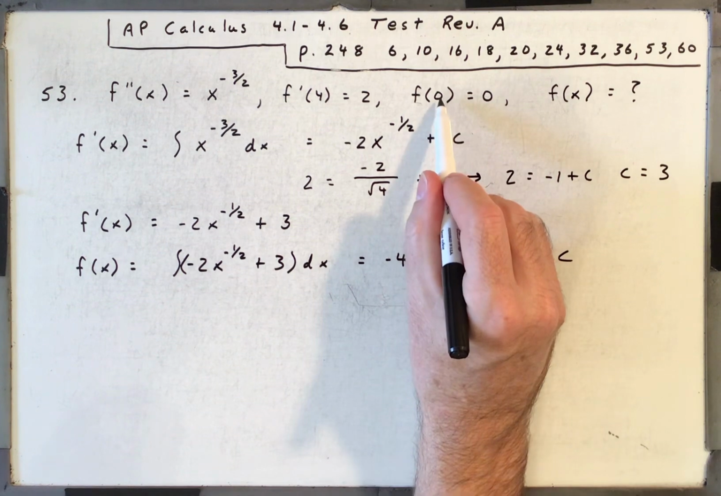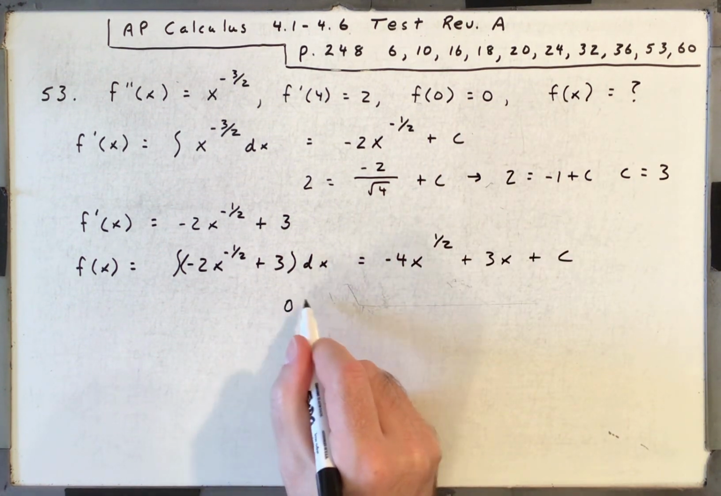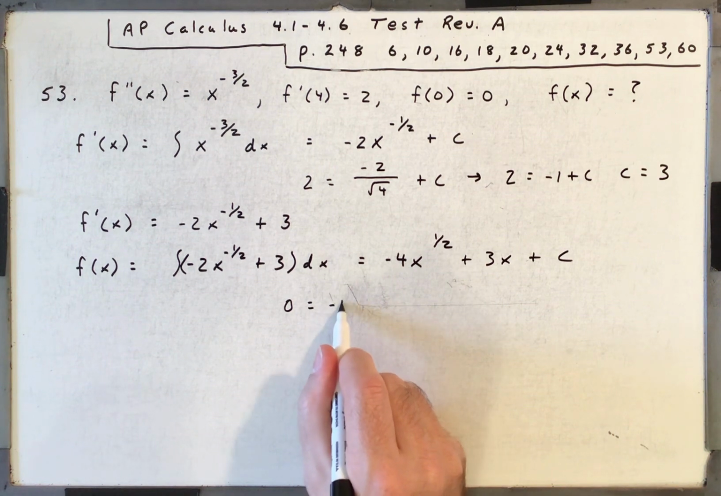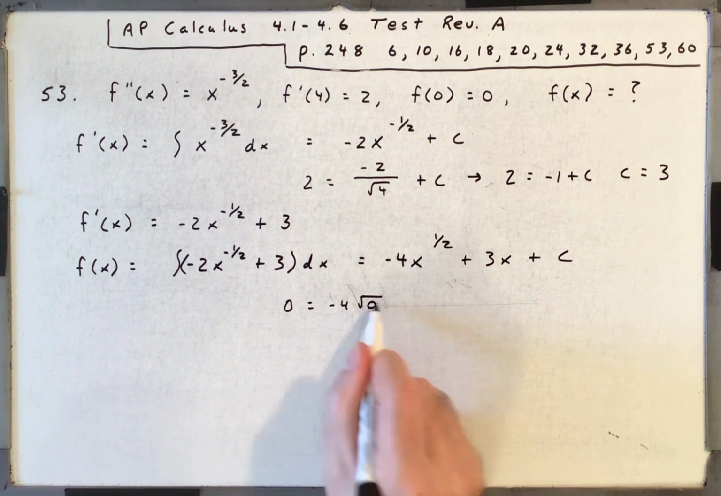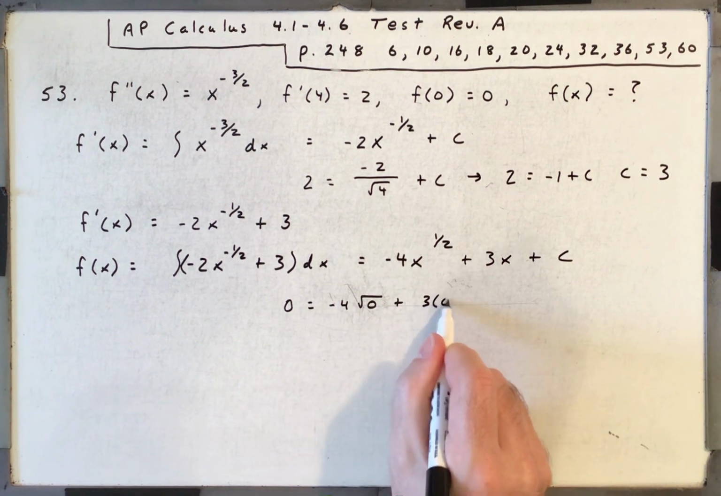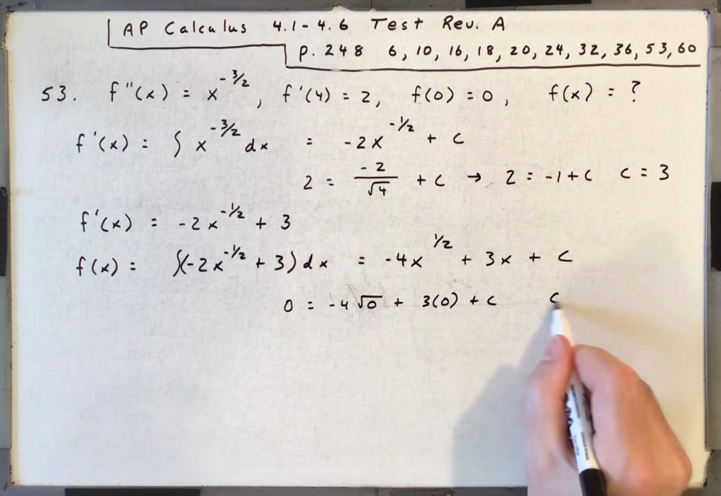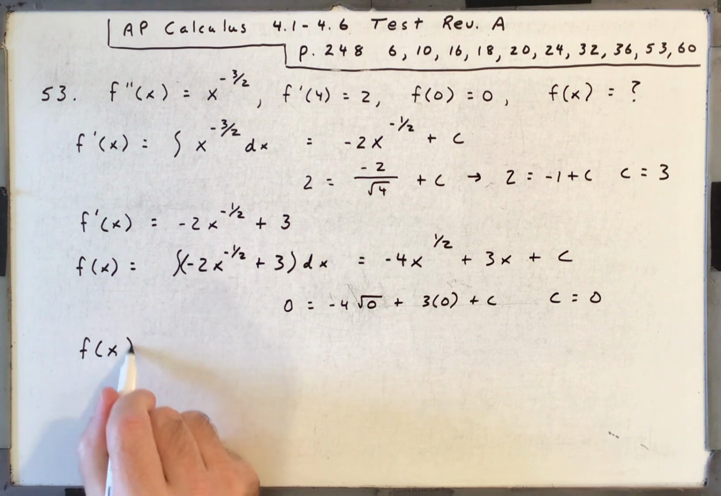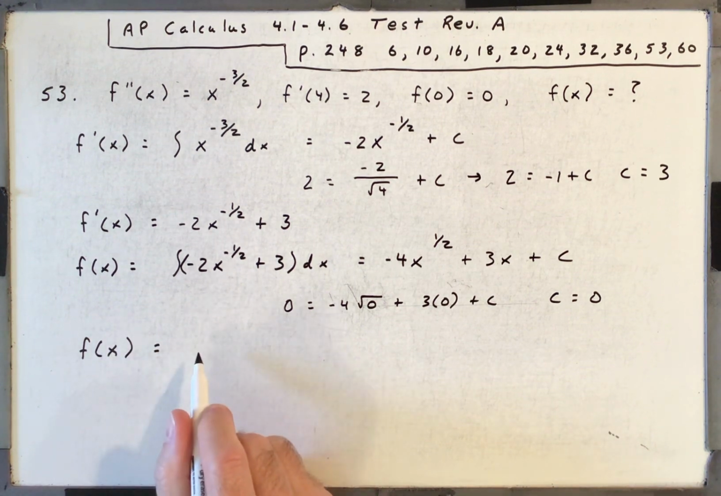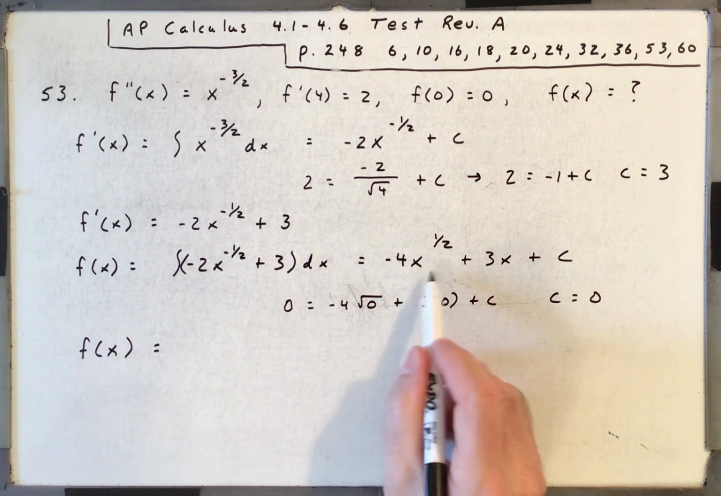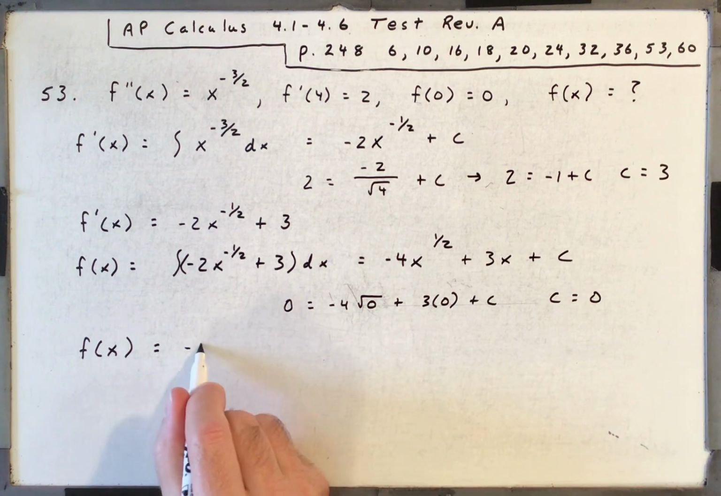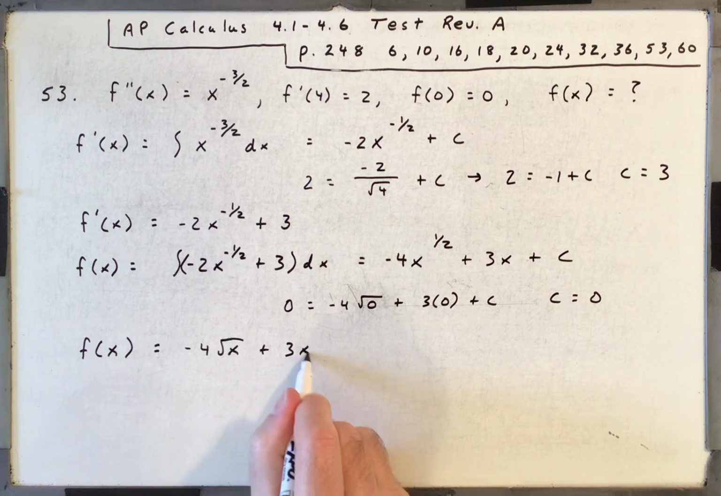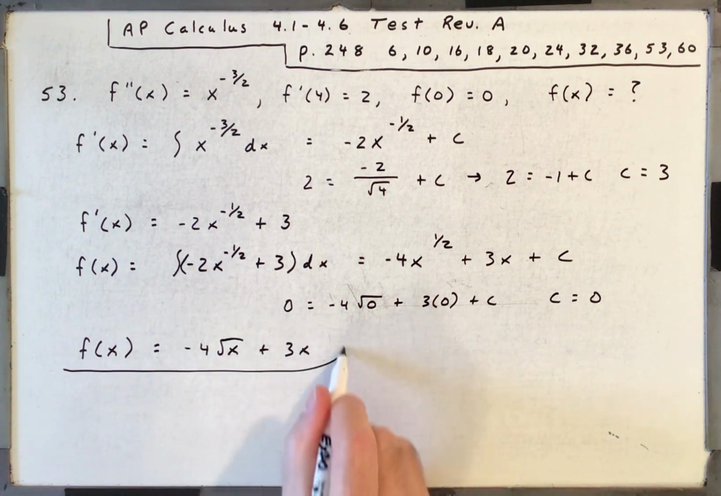So we have f of 0 equals 0. So y is 0. Y is equal to negative 4 times the square root of 0 plus 3 times 0 plus c. So c is just equal to 0. So I can get my final answer. F of x is this right here, negative 4 root x plus 3x. And c is 0, so I can stop there.